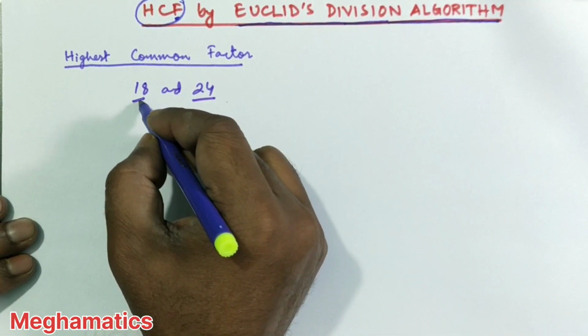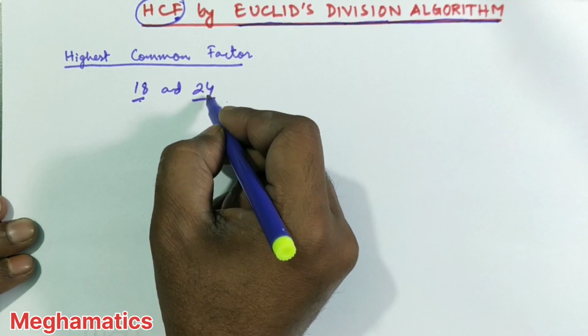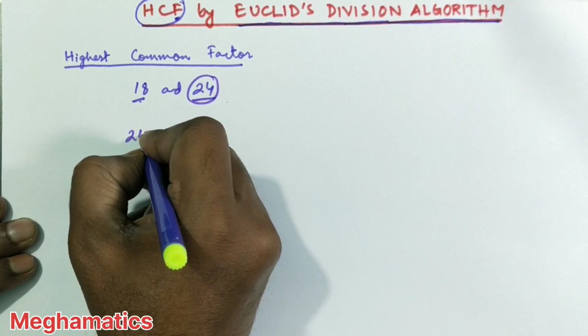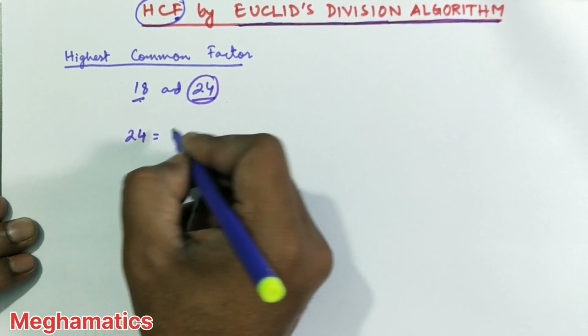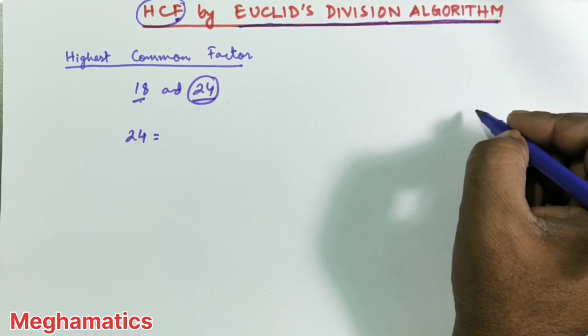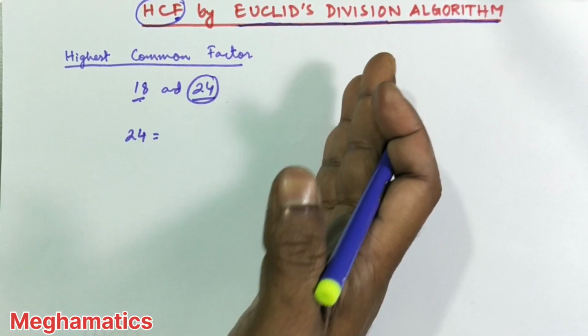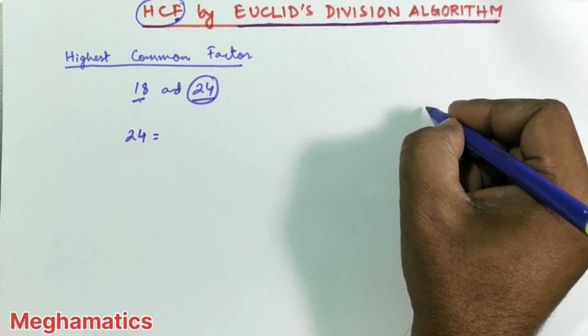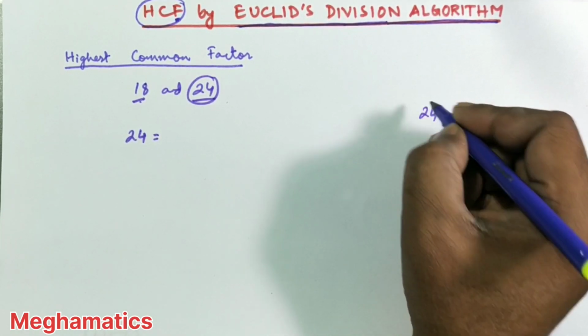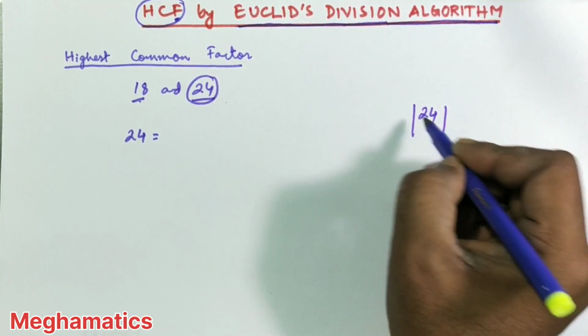So if we compare 18 and 24, we can see here 24 is the bigger one. So what we'll have to do, we have to write 24 first. After writing, first we'll practice the long division method. Because it is a reflection of the long division method, in the long division method, what we do, we used to write the bigger number and then we divide by the smaller number.